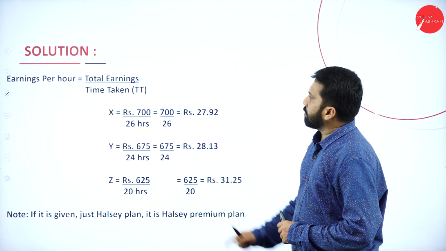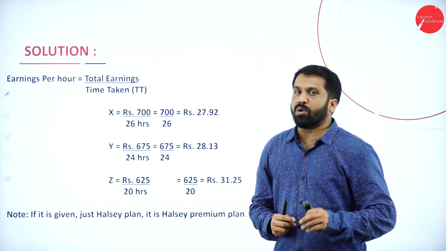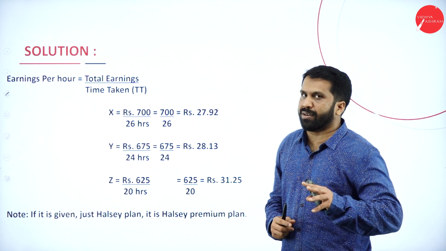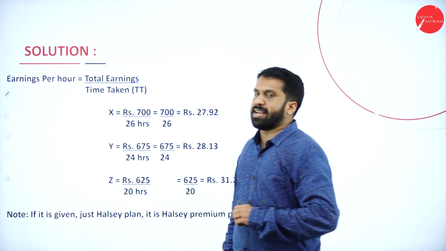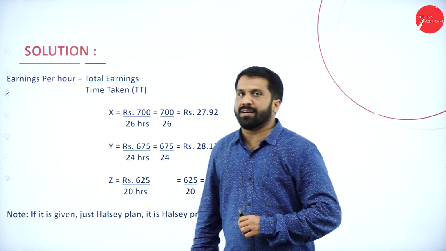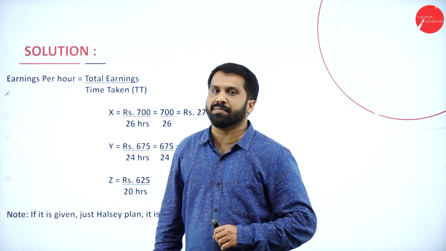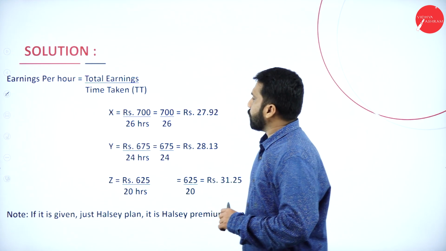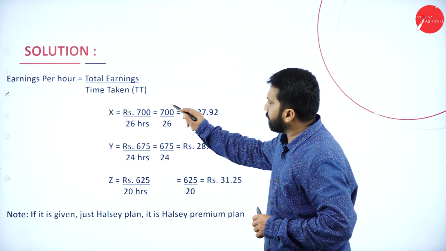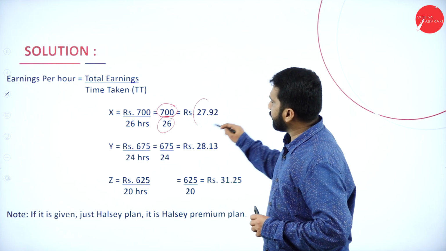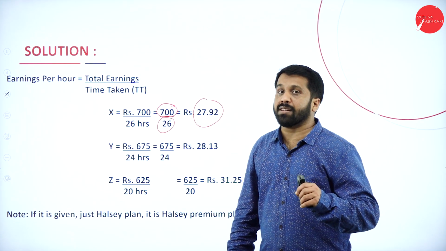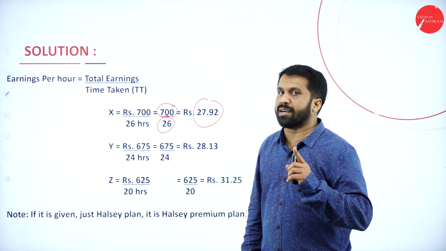Now, in this, we have earning per hour. What is the formula for earning per hour? Very simple. Total earning divided by time taken. Again, I'll repeat. Total earning divided by time taken. Now, in this, what is your total earning? 700. What is the time taken? 26. Answer is, he is getting around 27.92 per hour.